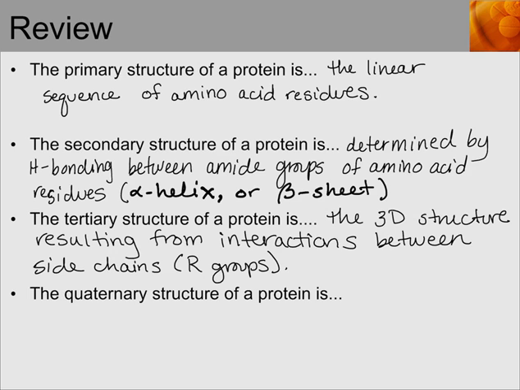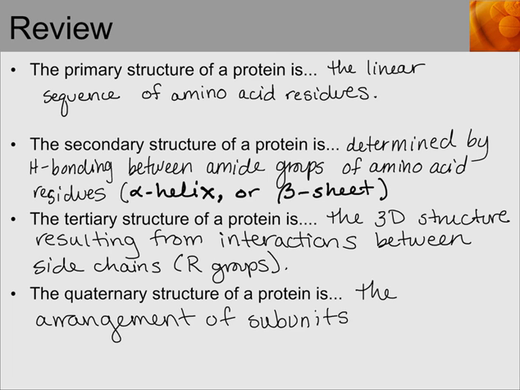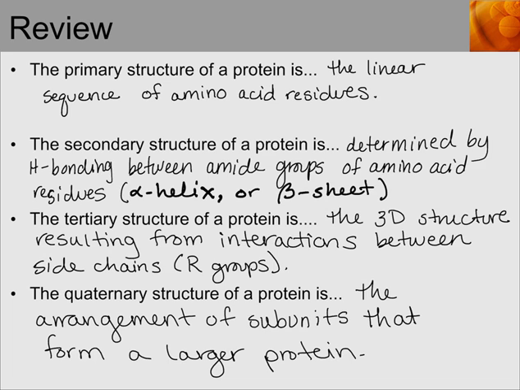Okay, so the quaternary structure of a protein is the arrangement of subunits that form a larger protein. I would like you to know these 4 definitions, or you could even rewrite them in your own words. You don't have to memorize them word for word, but as long as you have the general idea of each type of structure, that's the important part.